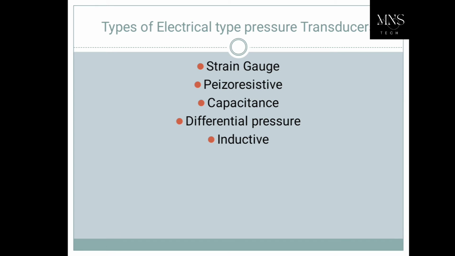Types of electrical type pressure transducer. Number 1, strain gauge. Number 2, piezoresistive. Number 3, capacitance. Number 4, differential pressure. And number 5, inductive.